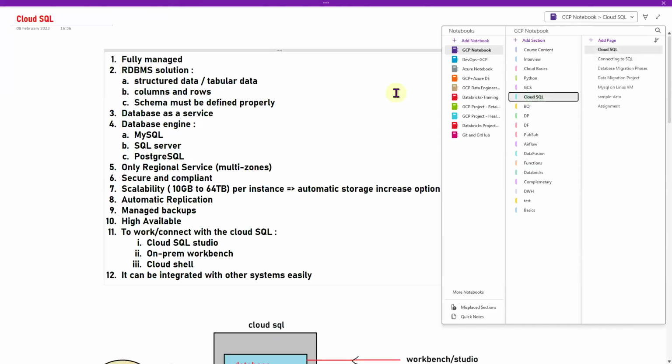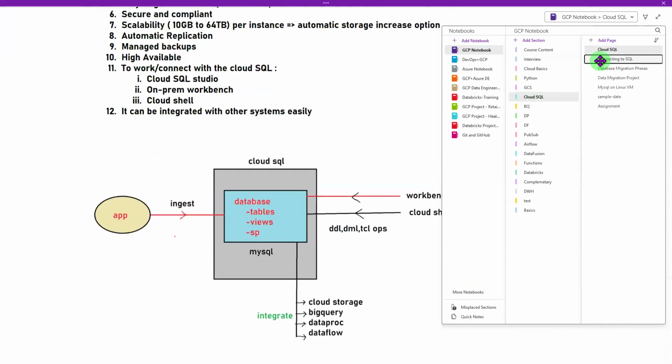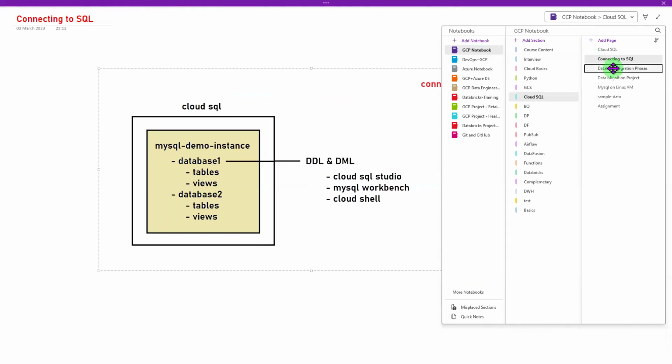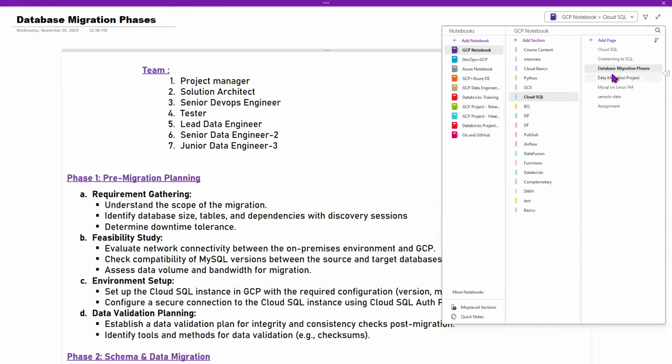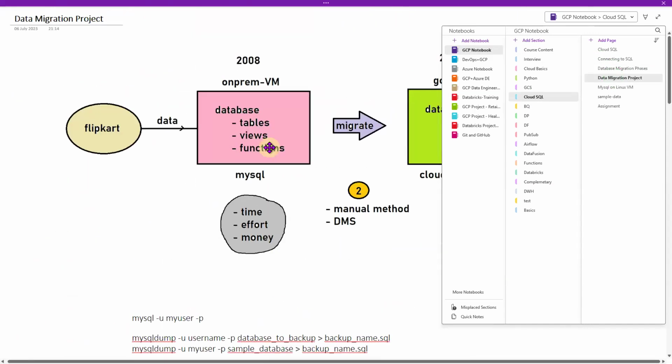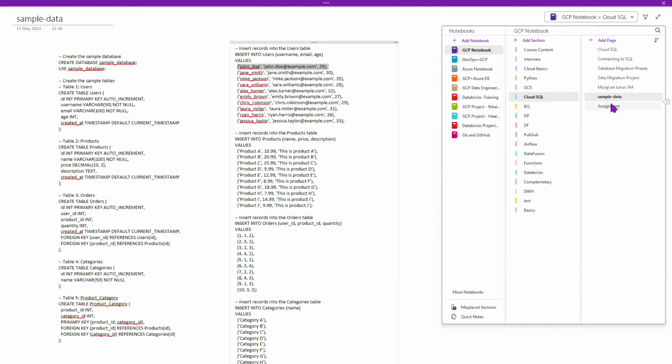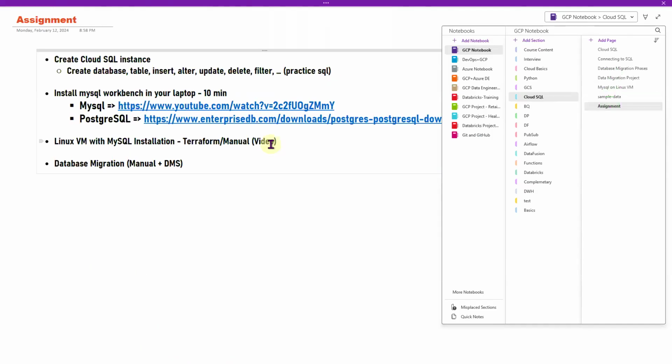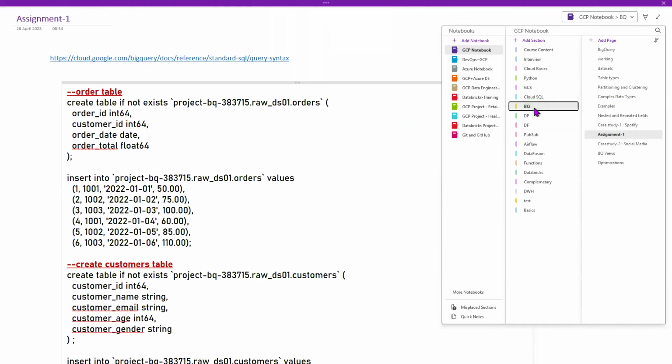Cloud SQL: what is Cloud SQL, the Cloud SQL architecture and database migration phases, an end-to-end database migration project, sample data for your practice and assignment also here. Everything will have an assignment, guys.